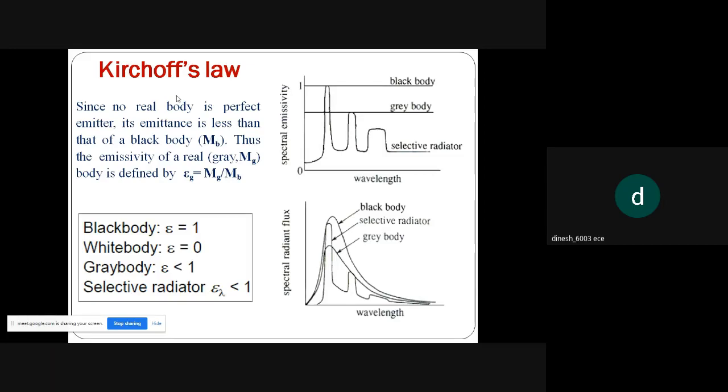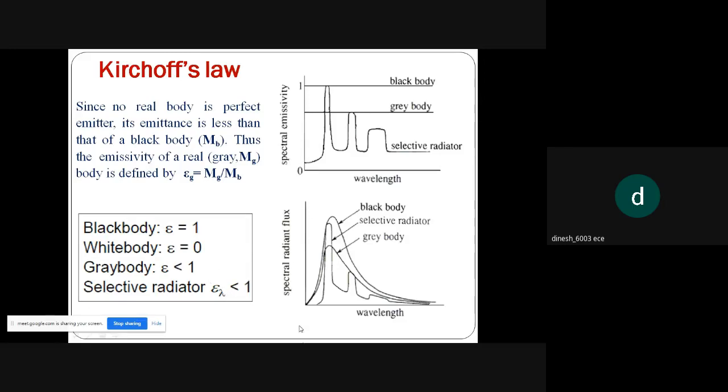You can see any body which is taken as a selective radiator will have these characteristics depending upon its wavelength. Okay, in some parts it will have the condition of a black body, in some places the condition of a gray body, and in some wavelengths it will have the characteristics of a selective radiator. The black body will have emissivity as 1, white body will have emissivity as 0, gray body will be less than 1, and selective radiator depending upon the wavelength will be less than 1.